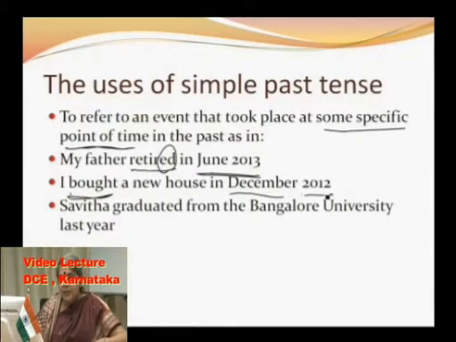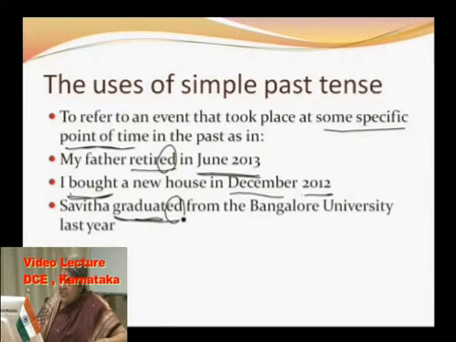Now, which is a verb here? You are right. The verb here is what? Graduate, graduated. Why? It has got an ed form here. Now, is there a specific time reference? Yes, Bangalore University. When did she graduate? Last year. Now, in all these three examples, if we look, we see there are two things.